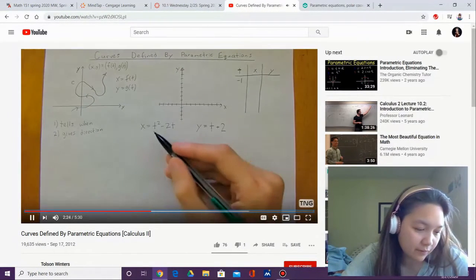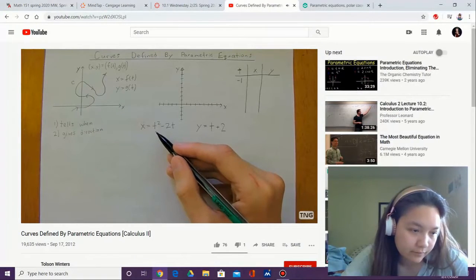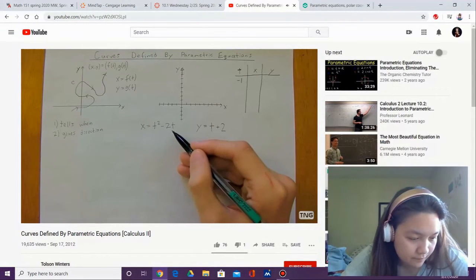Starting with t equals negative 1, we have x equals negative 1 squared, which is just 1, minus 2 times negative 1.